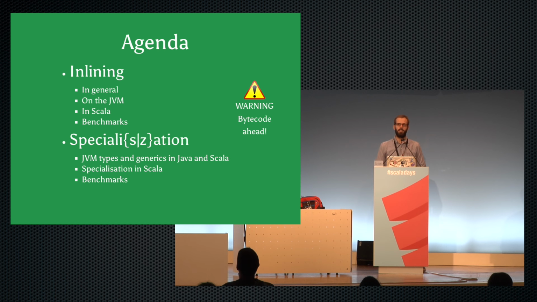So the talk is in two halves. We'll talk about inlining first, and then specialization after that. So inlining, we'll talk about what it is in general, and then how it works on the JVM, and then more specifically how you do it in Scala. And finally, we'll have a look at a quick benchmark to see how it affects the performance of your code.